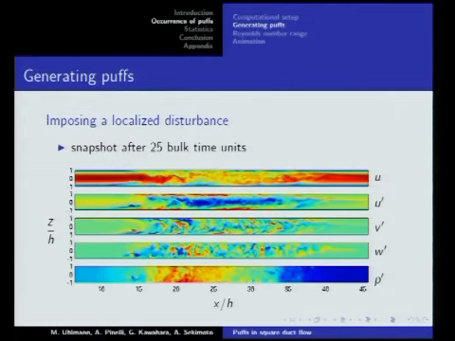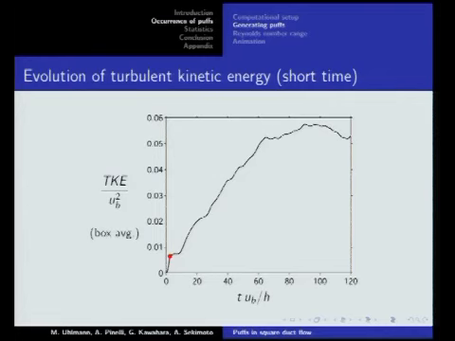After about 25 bulk time units, something which resembles a puff appears. We see the full streamwise velocity, then the fluctuation and the pressure field. This is in the mid-plane, a section through the channel.